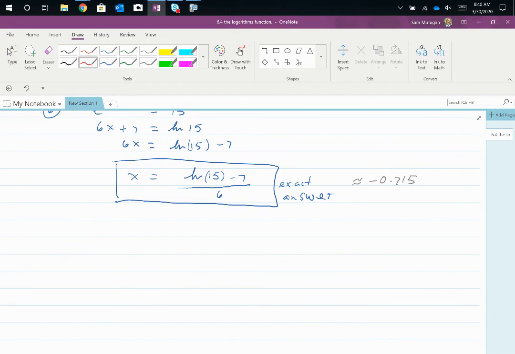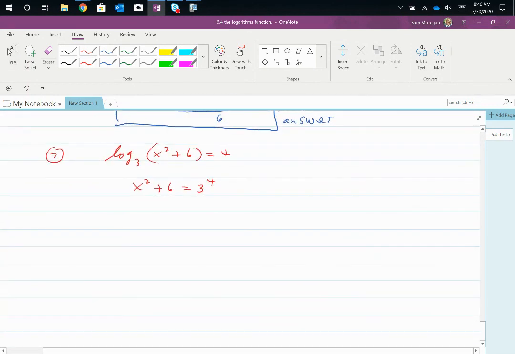One final example for this chapter, chapter 7, question 7: log base 3 of x squared plus 6 is equal to 4. So x squared plus 6 is equal to 3 to the power 4. So x squared plus 6 is equal to 81. So x squared is equal to 75.